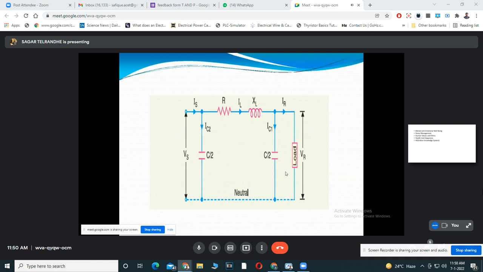Now in this circuit diagram, we have some parameters like the sending end voltage, which is the voltage right at the sending end. Then we have the sending end current, which is represented by Is. At this node, we assume that the sending end current is divided as IL and another IC2.